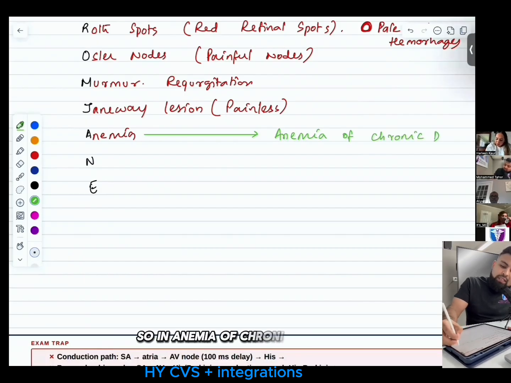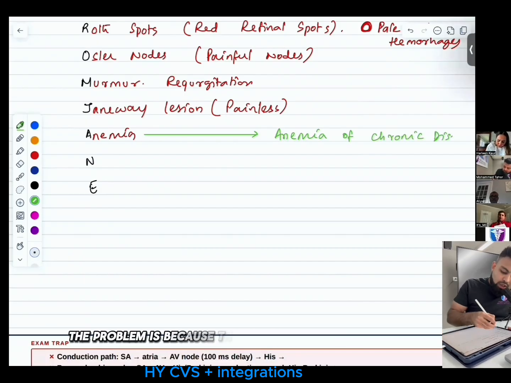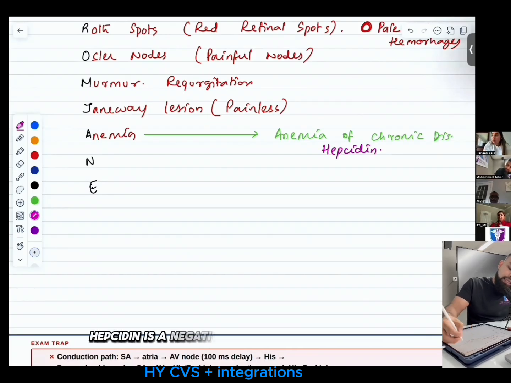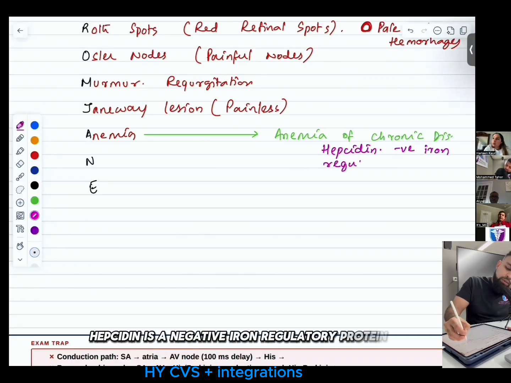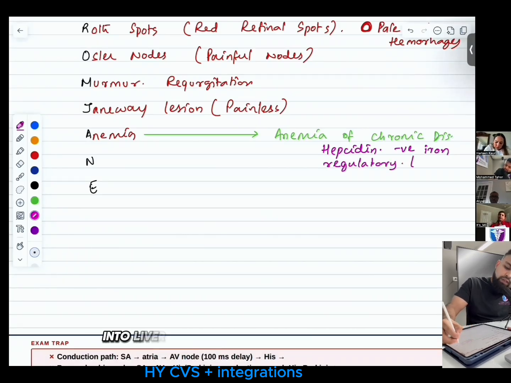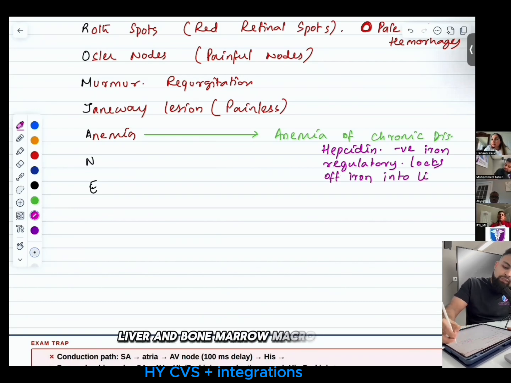So in anemia of chronic disease, what we see is the problem is because there's an infection going on and there is an excess production of hepcidin. Hepcidin is a negative iron regulatory protein. It locks off the iron into liver and bone marrow macrophages.